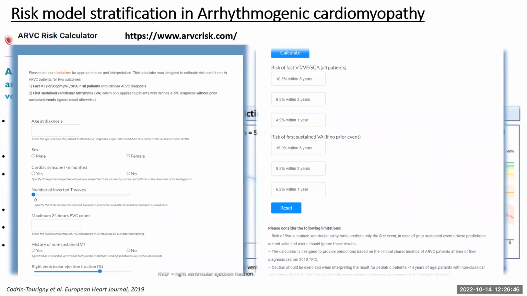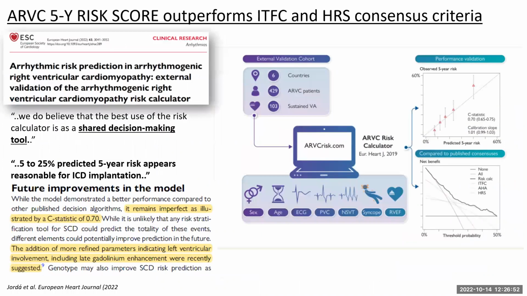This website is available for the ARVC risk score. So the ARVC 5-year risk score has been validated in an independent large cohort, confirming the better performance in predicting events compared to the previous expert recommendation, although it remains imperfect with a C statistic of 0.7. The authors in this paper also refused to give a cutoff risk for the ICD implantation, but they imply that somewhere between 5 and 25% of risk is a reasonable number. They emphasize that this calculator should be used as a shared decision-making tool.